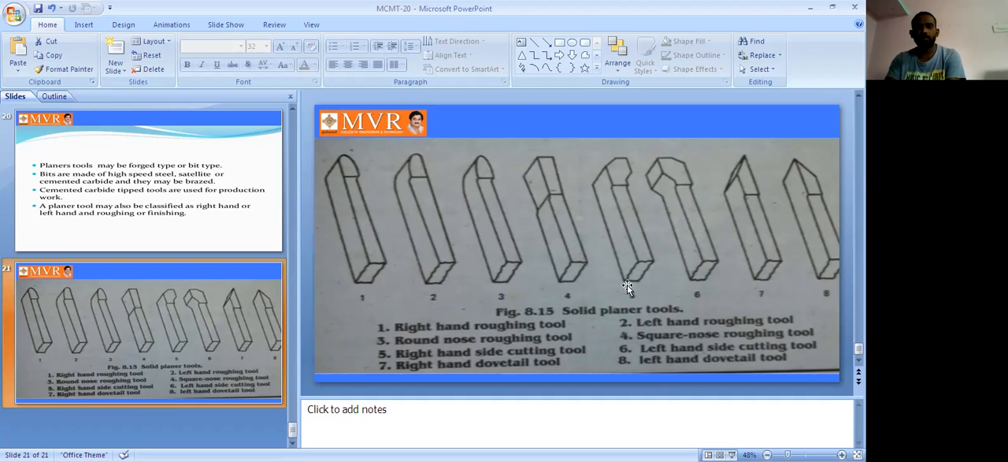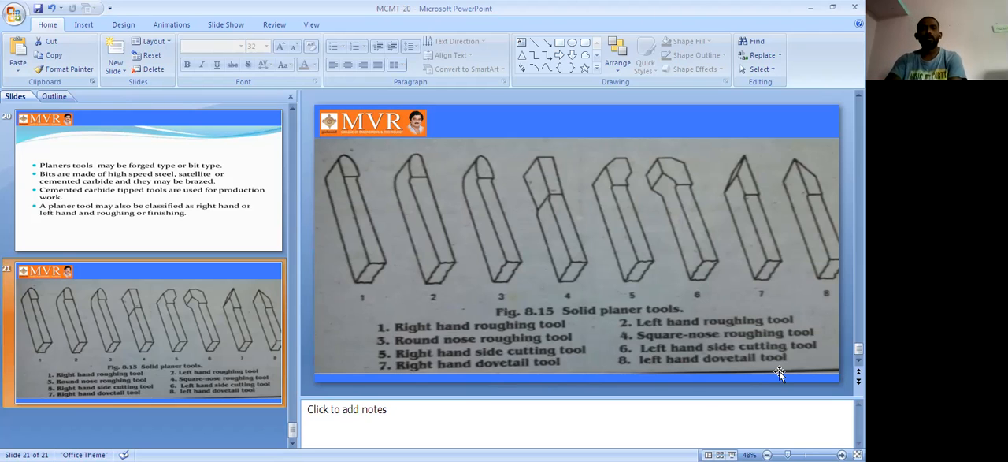Next is the fifth tool, the right hand side cutting tool. This is the side cutting tool. The sixth one is the left hand side cutting tool. Next, the seventh one is the right hand dovetail tool. And the eighth one is the left hand dovetail tool.